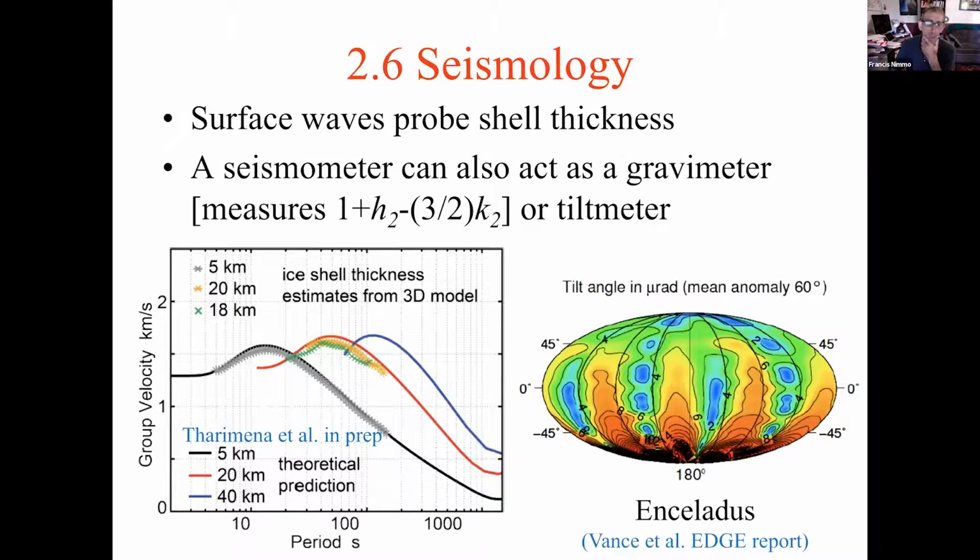You can also use a seismometer either as a gravimeter or indeed as a tiltmeter. So if it's a gravimeter, then it's measuring some combination of h2 and k2. And if it's a tiltmeter, it's just telling you how the surface is deforming. And so this is just an example of some calculations for the tilt that you see on Enceladus. And the main message here is that the tilts are rather small. These tilt angles are a few microradians. And so that tells you the kind of accuracy that you would need to be able to detect these signals.